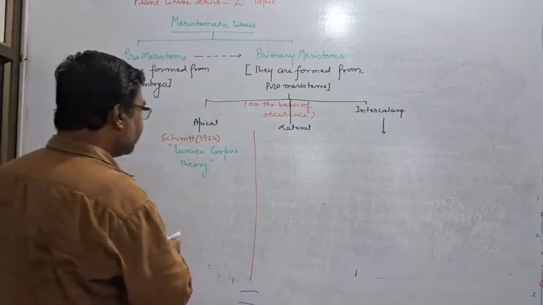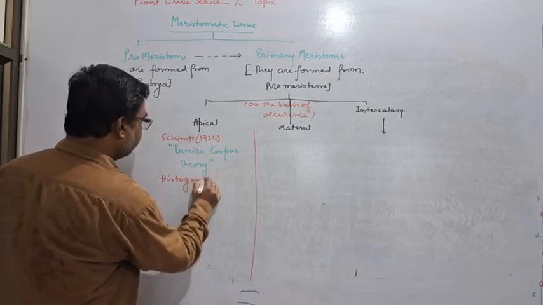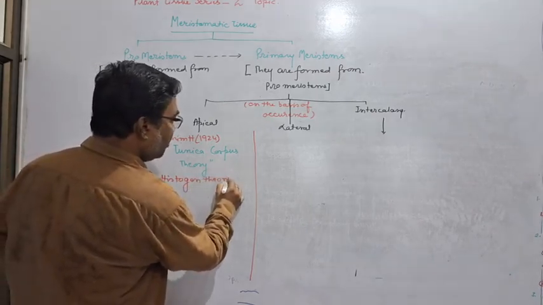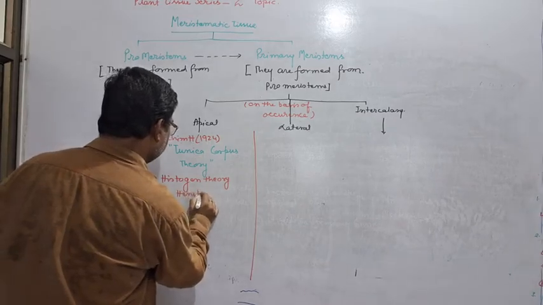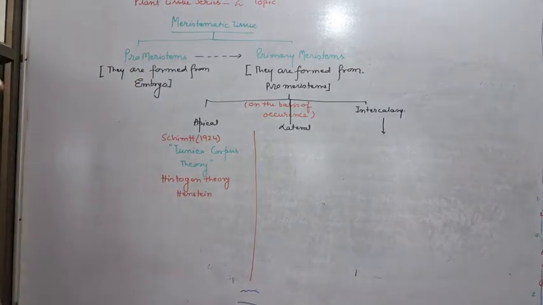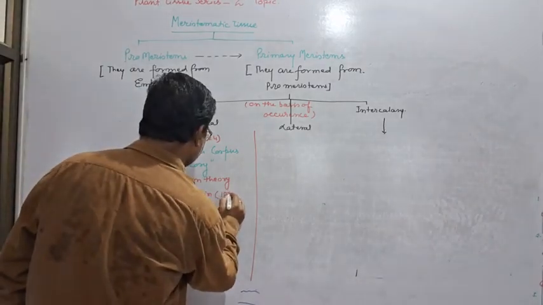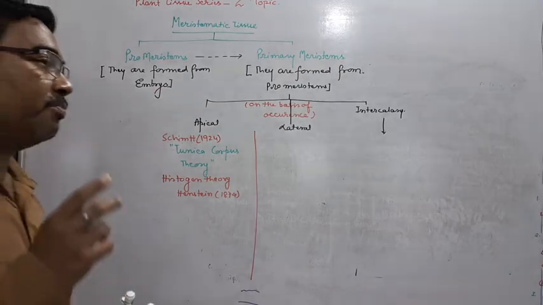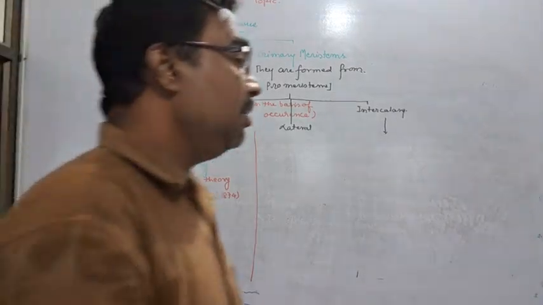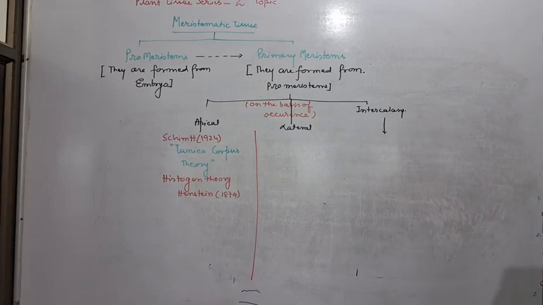The second theory was the histogen theory. Histogen theory was given by Hanstein in 1874. What did the histogen theory tell? Hanstein, who proposed the histogen theory, told that three structures can be formed from the outer layer or from the apical meristematic tissue. What are the three layers?